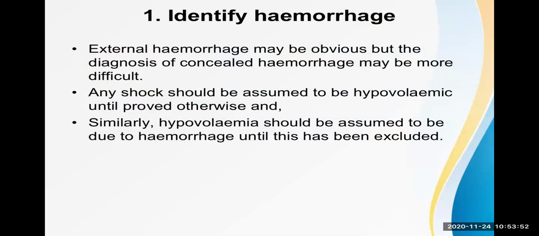Any shock should be assumed to be hypovolemic until proven otherwise, because hypovolemic shock is the most common type of shock among all. There are so many other types of shock: septic shock, anaphylactic shock, cardiogenic shock, neurogenic shock. But among them, hypovolemic is the very common one. So we should think about hypovolemic shock in the beginning until proven otherwise. Similarly, hypovolemia should be assumed to be due to hemorrhage until this has been excluded. Other causes of hypovolemic shock are there, like diarrhea and vomiting, burns, isn't it? But hemorrhage is the first cause that should come to our mind, because it can be controlled easily if it is diagnosed in time.